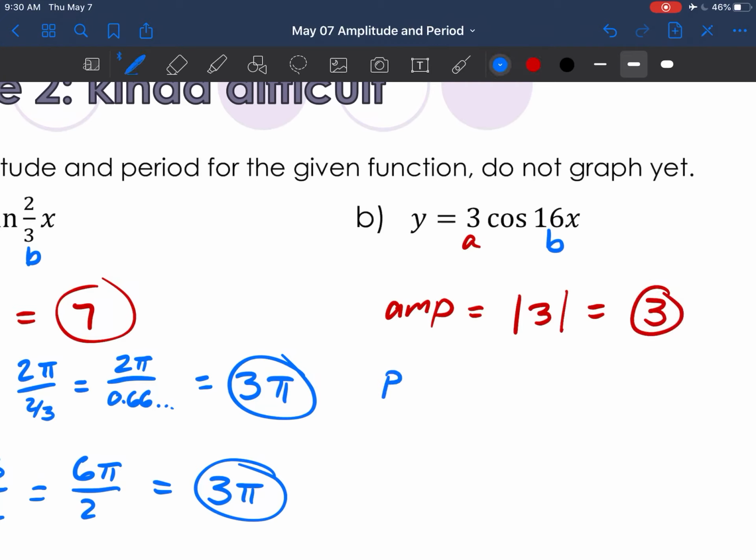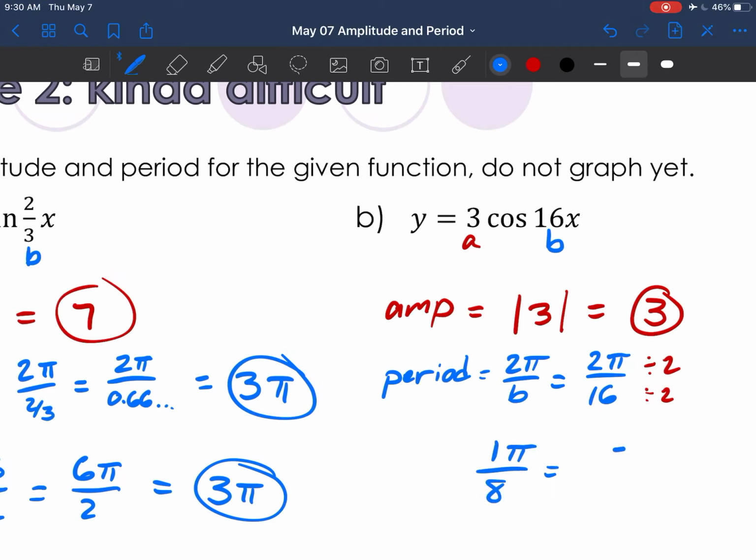Then the period, you use the formula, 2 pi divided by b. So in this case, it's 2 pi divided by 16. And then when it's a fraction, you have to simplify it. So simplify by dividing by 2 on the top and bottom. And you'll get the simplified answer of 1 pi over 8, which cleaned up is just pi over 8.